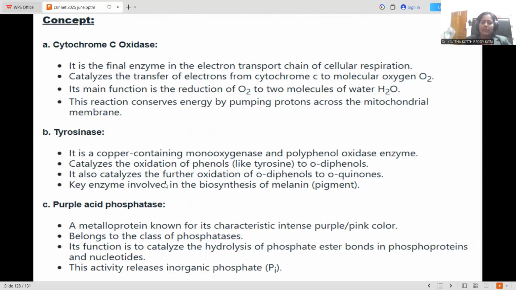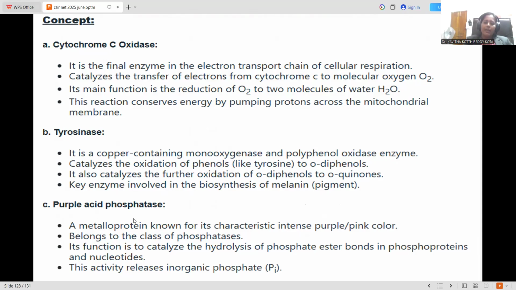It also catalyzes further oxidation of orthophenols to orthoquinones. It is a key enzyme involved in the biosynthesis of melanin. Melanin is a pigment, right? So here is the purpose of tyrosinase. Tyrosinase catalyzes the oxidation of phenols, and diphenols will be the products by means of this enzymatic action.